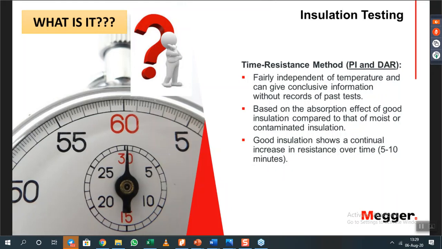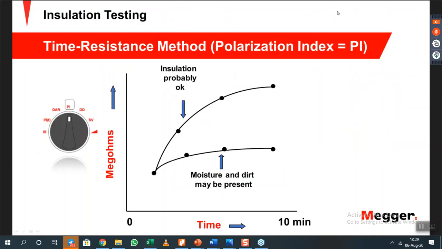And it is based on the absorption effect of good insulation compared to that of moist or contaminated insulation. When you have a good insulation, it will show a continual increase in resistance over time, 5 to 10 minutes. Okay. And these are the tests, the DAR and the PI. So with the polarization index, this is the ratio of 10-minute reading over the 1-minute reading.